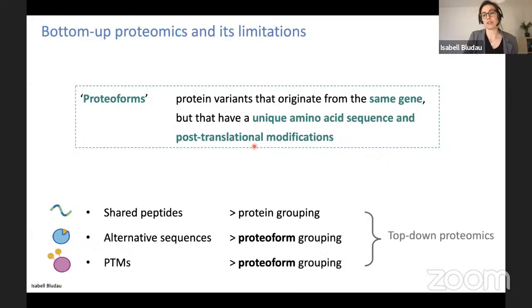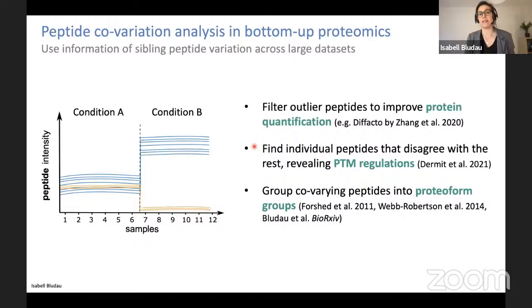However, now the question is, is there anything we can do to change this? And the answer is yes, because we can play a trick and leverage information across a large number of samples. So in bottom-up proteomics, we have the benefit that it's fairly easy to generate large data sets, and we can use information from sibling peptides across large data sets to evaluate or to find groups of correlated peptides.